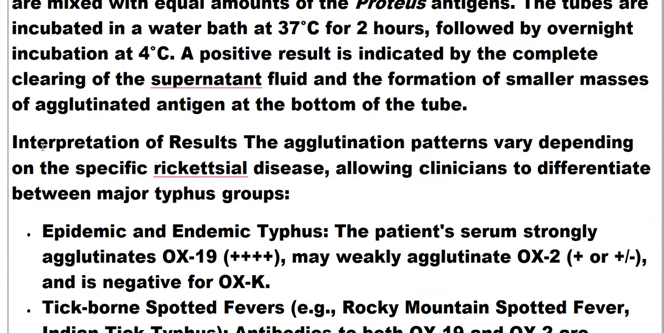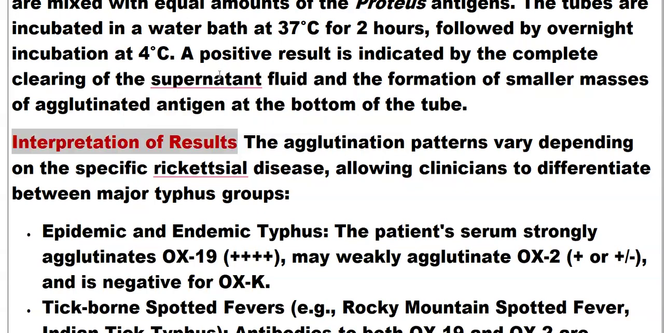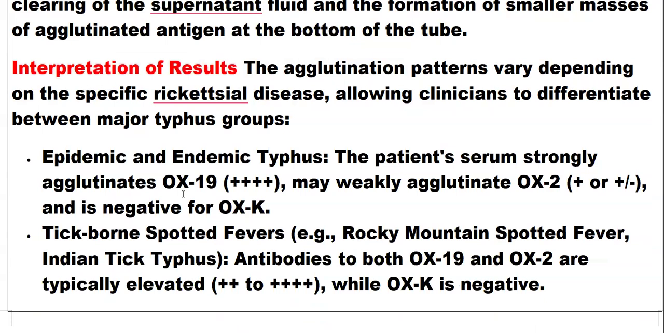Interpretation of result: the agglutination patterns vary depending on the specific rickettsial disease, allowing clinicians to differentiate between major typhus groups, epidemic and endemic typhus. The patient's serum strongly agglutinates OX19 (4 plus), may weakly agglutinate OX2 (plus or minus), and is negative for OXK.